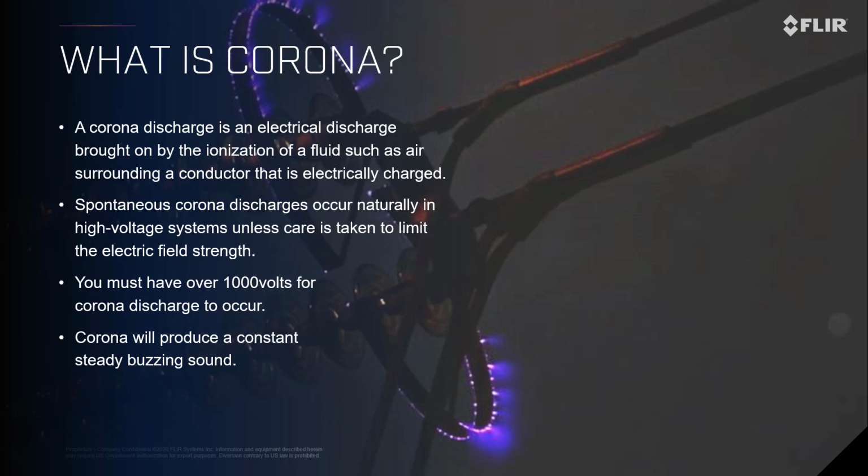So let's take a look at corona, right? Corona is an electrical discharge brought on by the ionization of a fluid, such as air surrounding a conductor that is electrically charged. Now, spontaneous discharge naturally occurs. So when you're walking around some of these high voltage systems, which could be a substation, it could be a generating plant where we're taking that power and converting it, you'll generally hear it in the atmosphere, right?